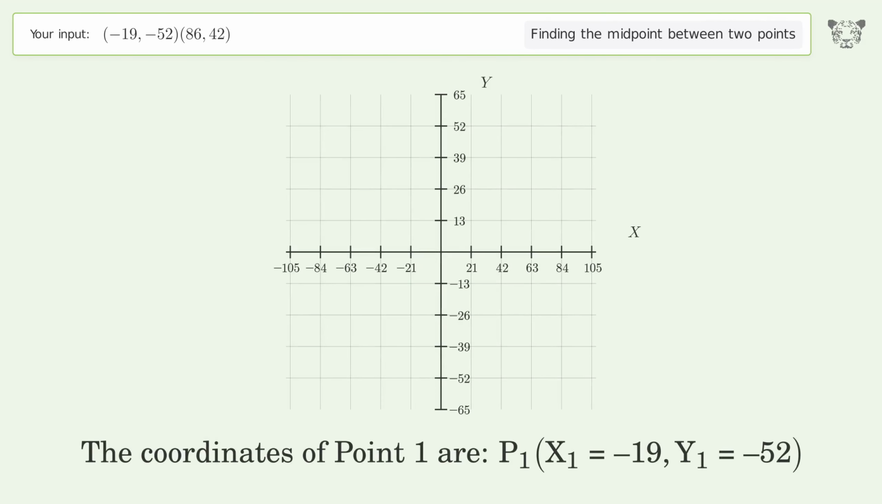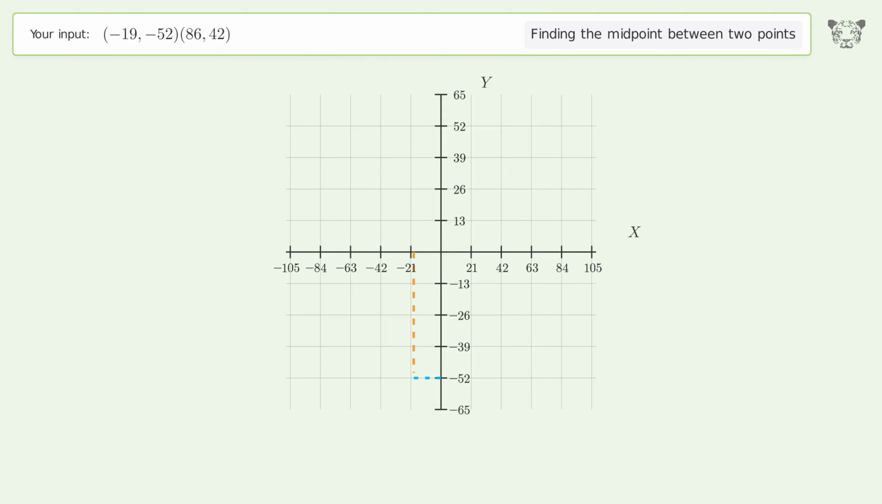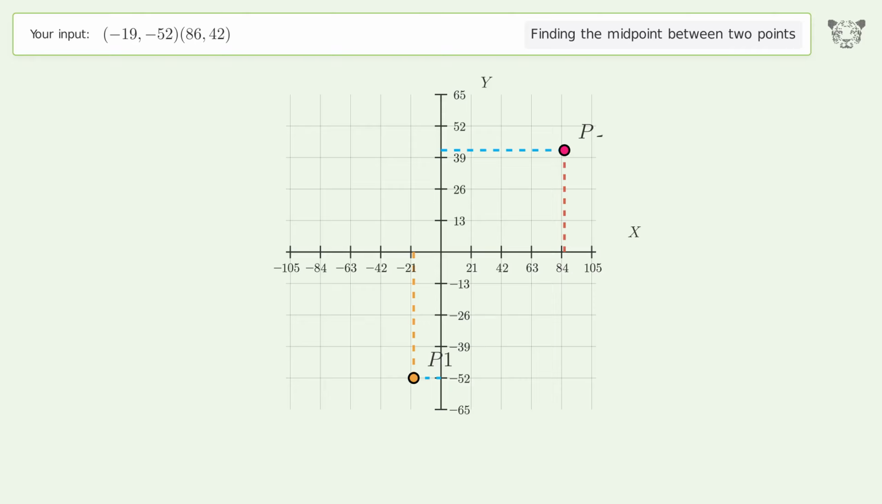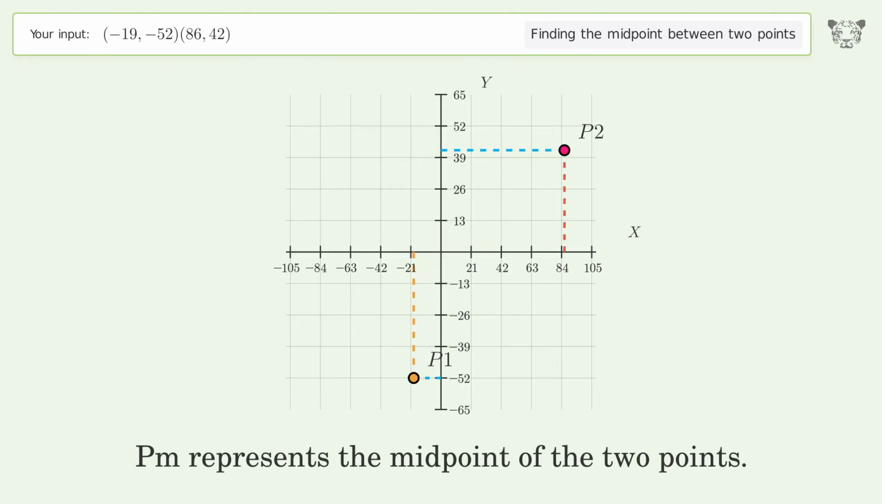The coordinates of point 1 are, x1 equals -19, y1 equals -52. The coordinates of point 2 are, x2 equals 86, y2 equals 42. PM represents the midpoint of the 2 points.